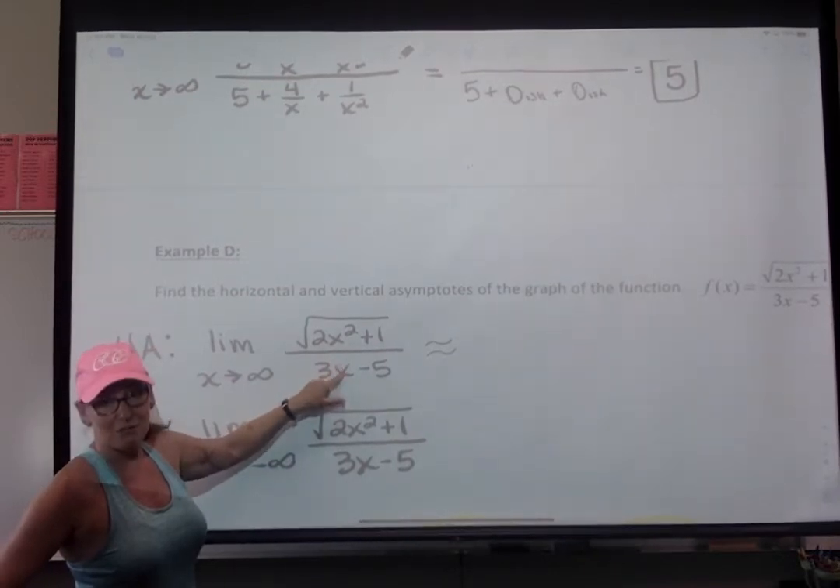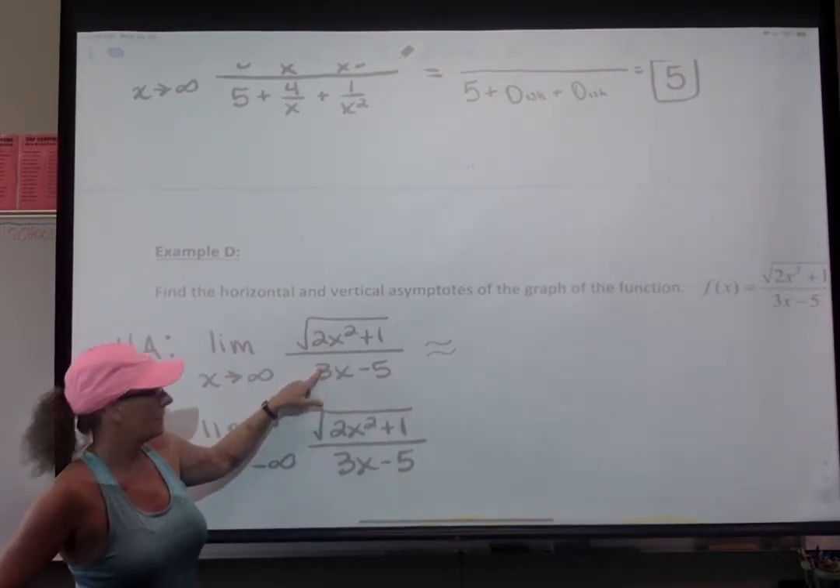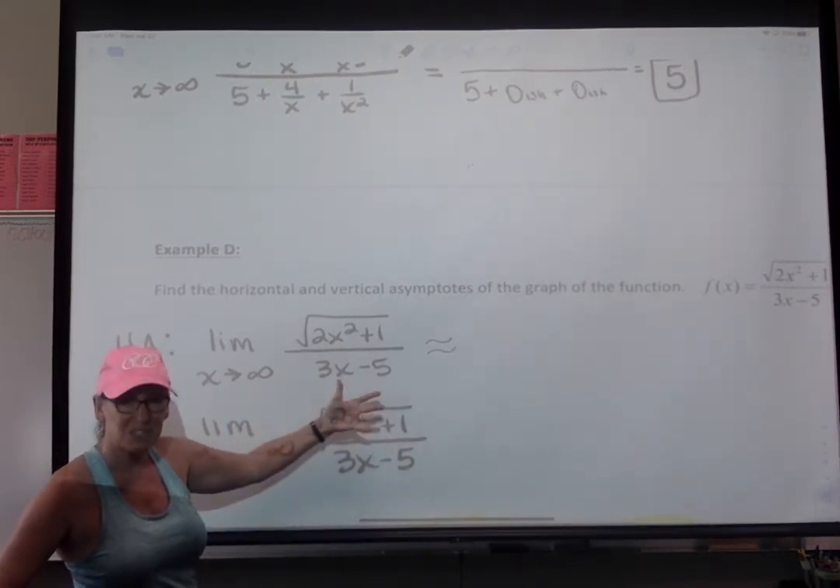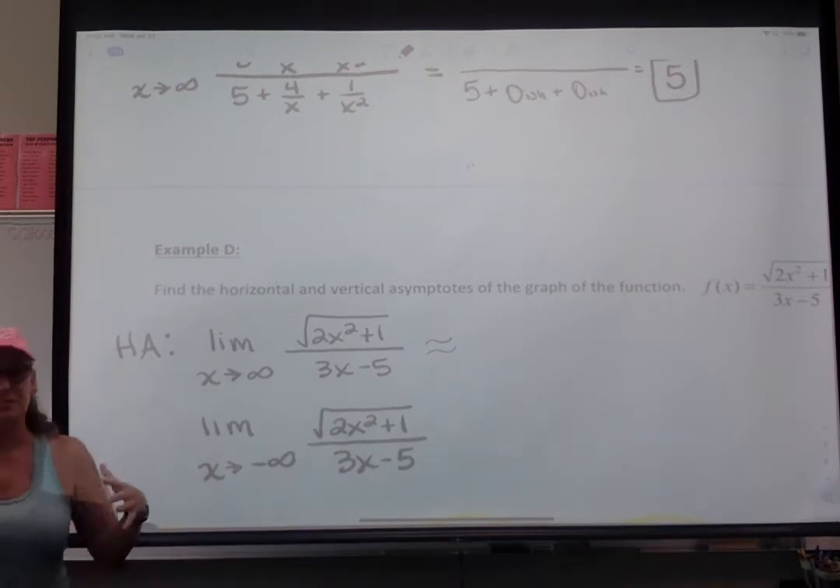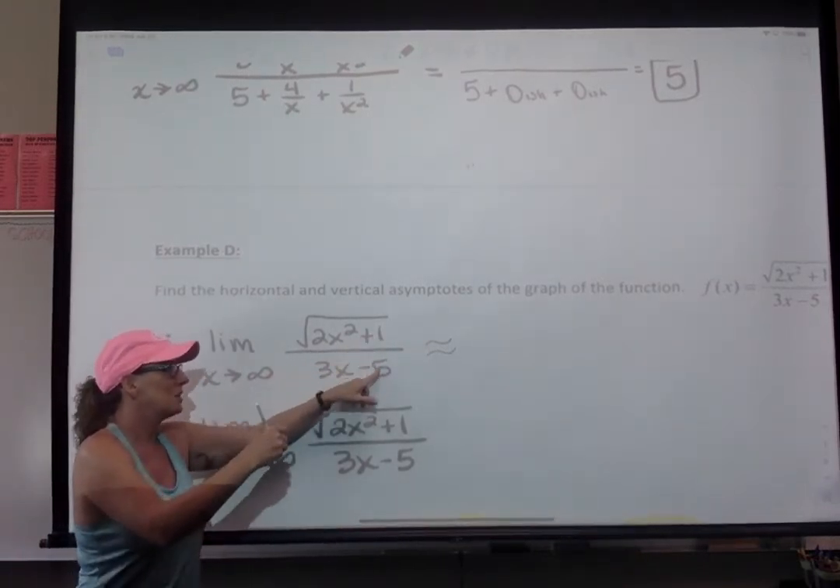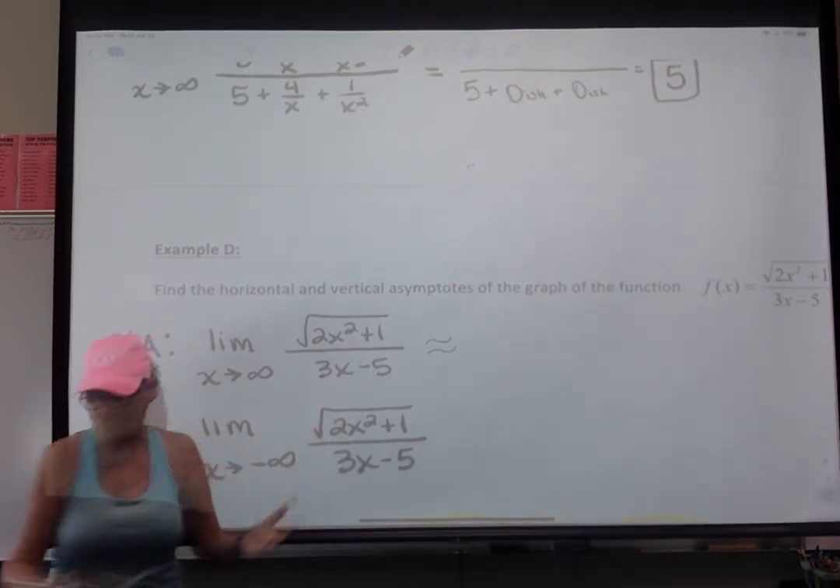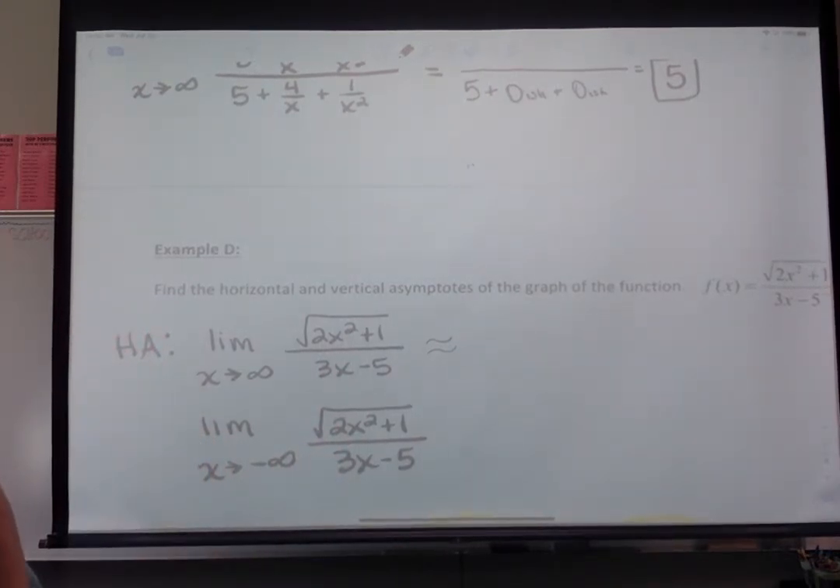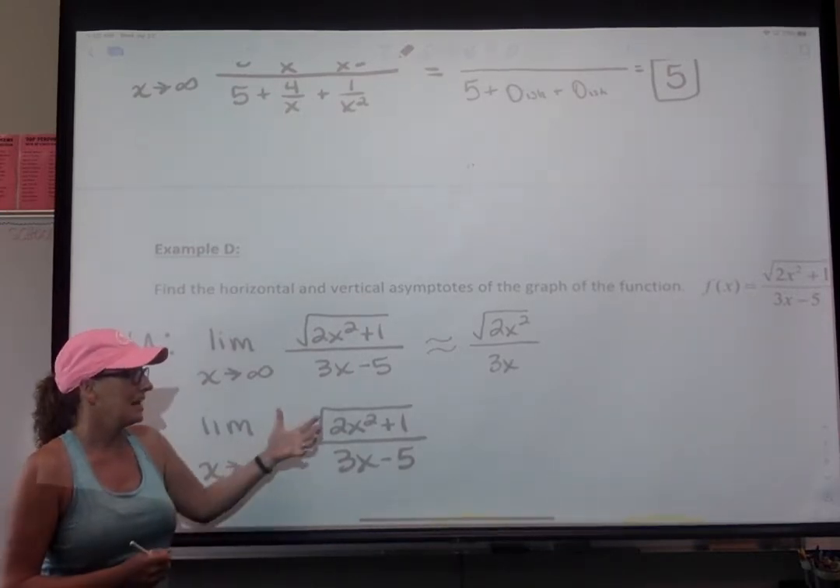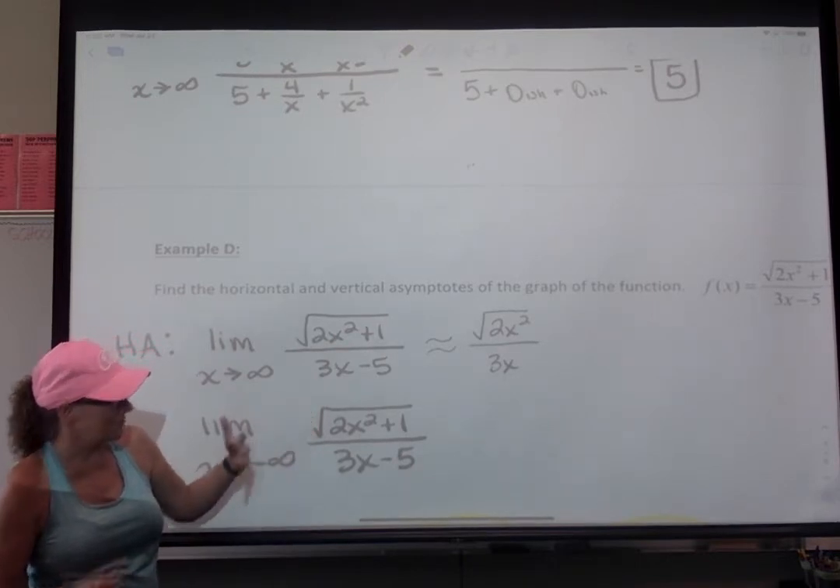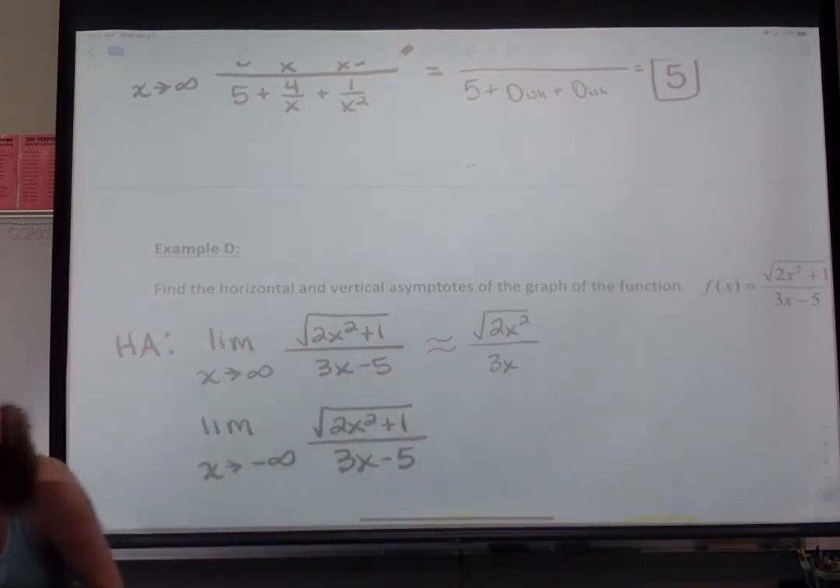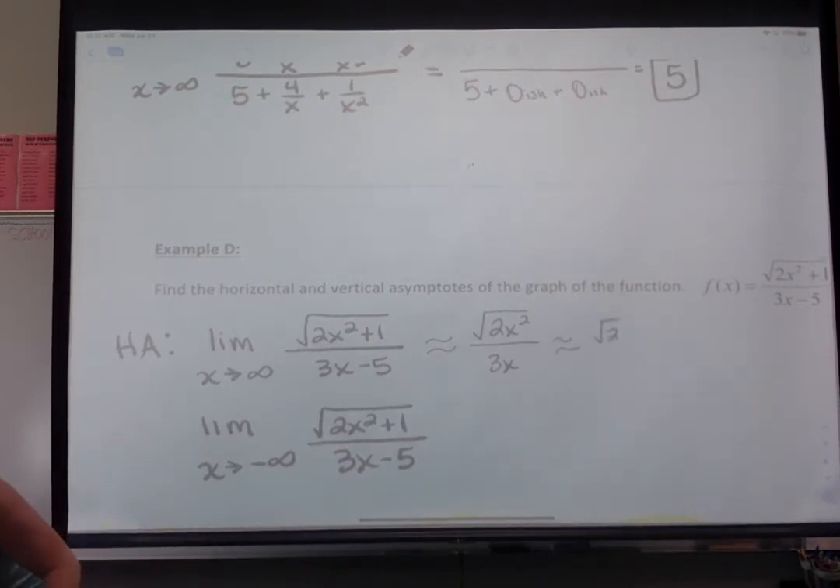Plug in infinity. Ready? You got infinity times 3. Ooh, that's pretty big. Oh, now take away 5. Okay, so when we're looking toward infinity, the plus 1 and the minus 5 really don't mean much. So this is similar to the square root of 2x squared over 3x, because the plus 1 and the minus 5 don't really mean anything. Now, square root this. So I've kind of got the square root of 2 times x over 3x.